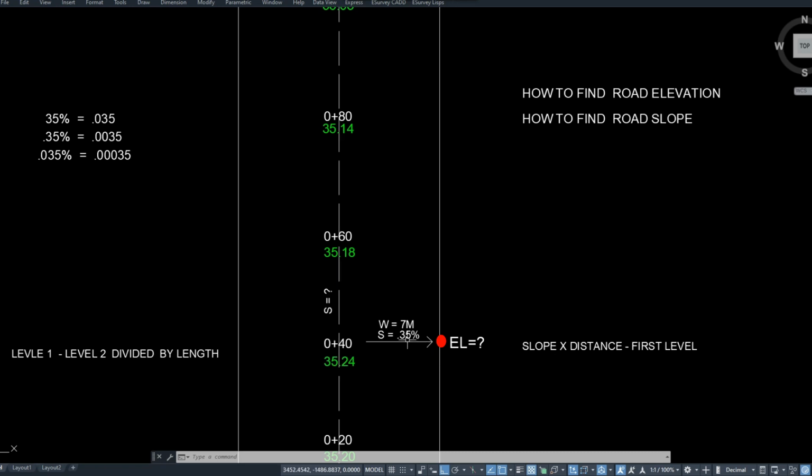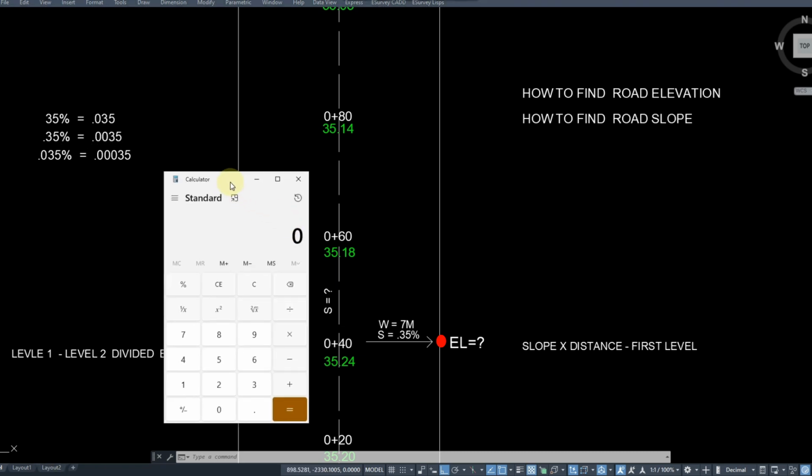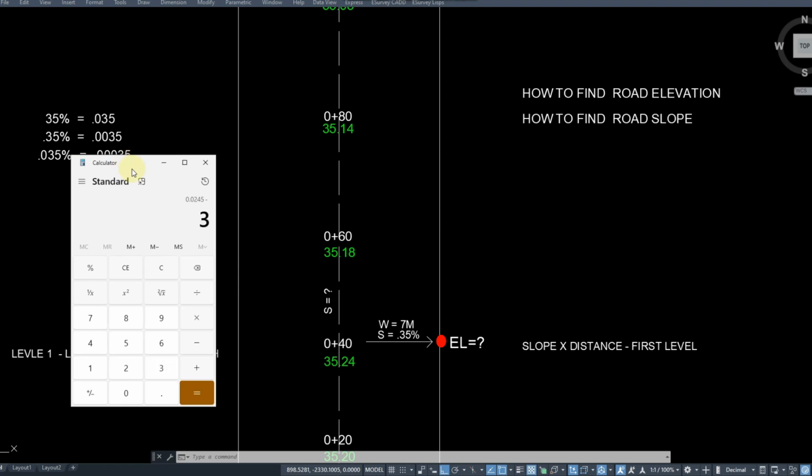As the slope is 0.35%, we need to type 0.0035 while calculating. Let's open the calculator. 0.0035 multiplied by 7 meters, which is our distance, minus 35.24, the level. Let's update here.